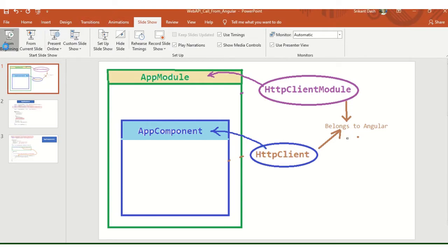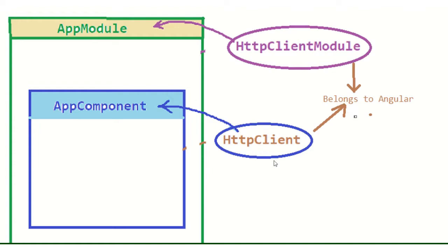So here we will see. We have an app module and we have an app component. What we are doing is importing HttpClientModule in the app module. This is the first step. And second, we are importing HttpClient in the app component. This is the main part. This will be required when we call a web API. Both belong to the Angular framework. HttpClientModule will be imported by the app module, and HttpClient will be imported by the app component.